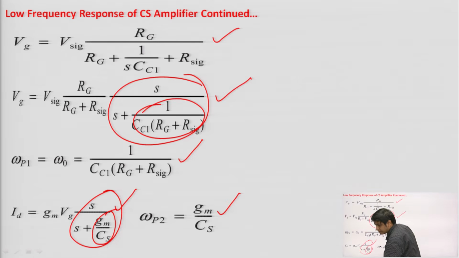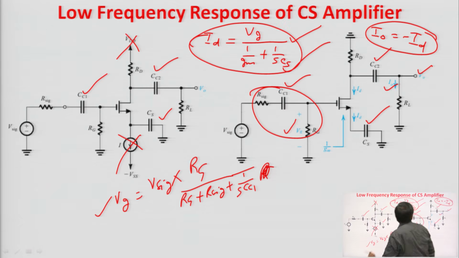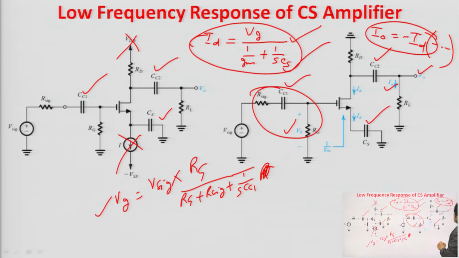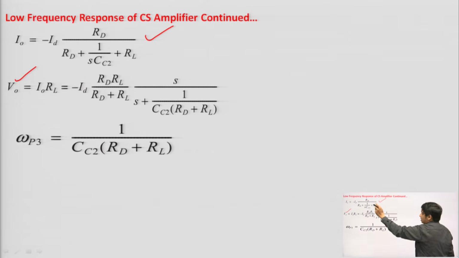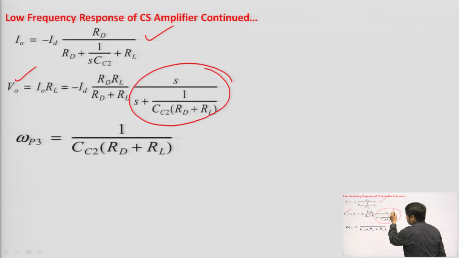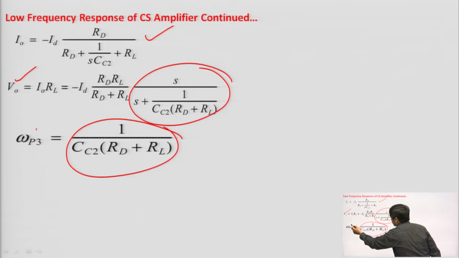Now, one thing we need to modify here is that this is actually not I naught equal to minus ID. It will be I naught equal to minus ID into equivalent impedance, that is opposite branch upon total. So here we will get this I naught expression, and from there we can calculate the value of V naught. Again it is in the form of S upon S plus something, and this something is your third corner frequency.